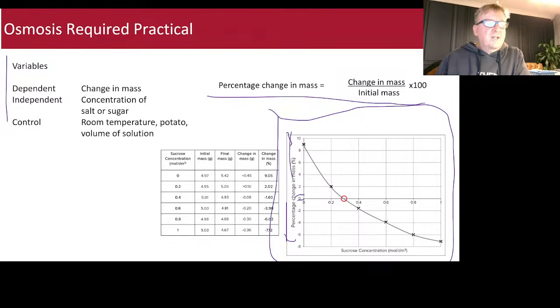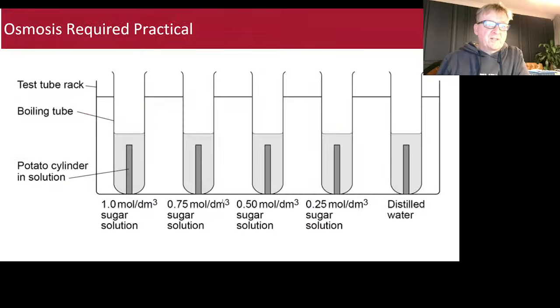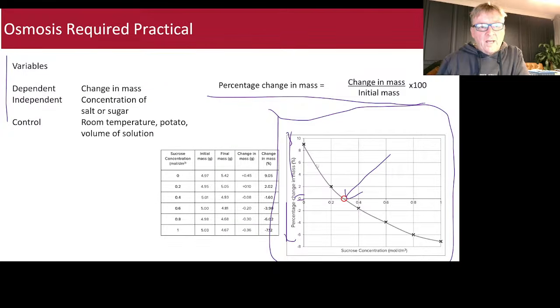Now the part that they're going to ask for right at the end is where that red circle is there. That red circle tells you the amount of sugar in that individual potato. So the question could be, I think I had it previously, what percentage of sugar is in the potato? You look at where your line curves and crosses that axis, and wherever it crosses that axis there is the concentration of sugar in the potato. That'll be your final mark.